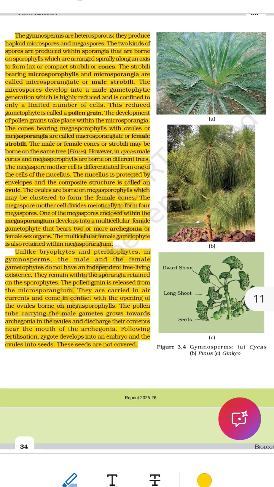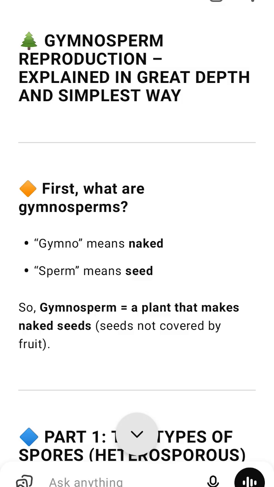1. They are heterosporous. Hetero equals different. Spores equals special tiny cells that grow into sex organs. Gymnosperms make two different kinds of spores. Microspores make male gametes, pollen grains. Megaspores make female gametes, eggs.